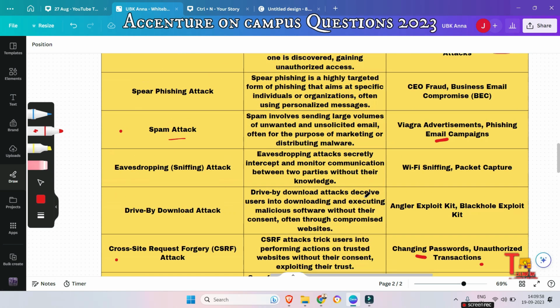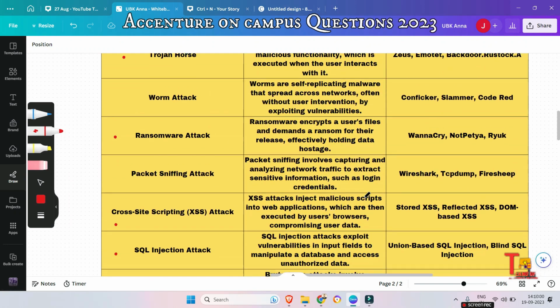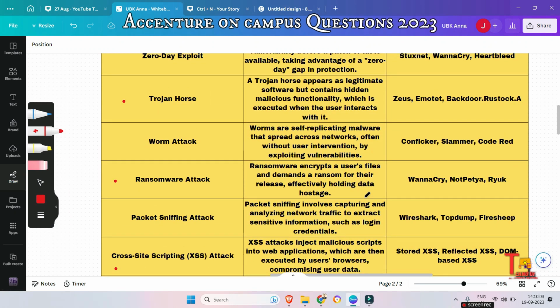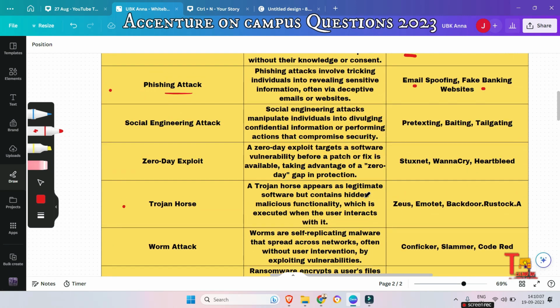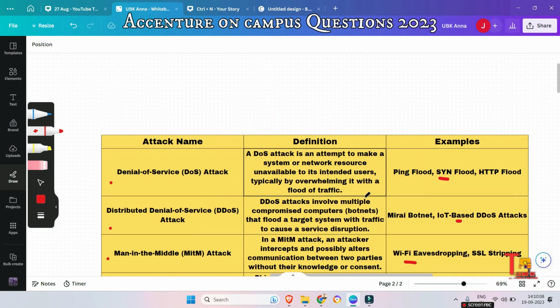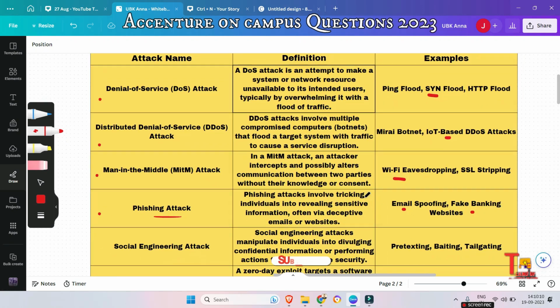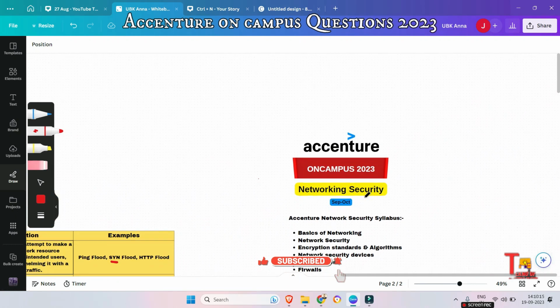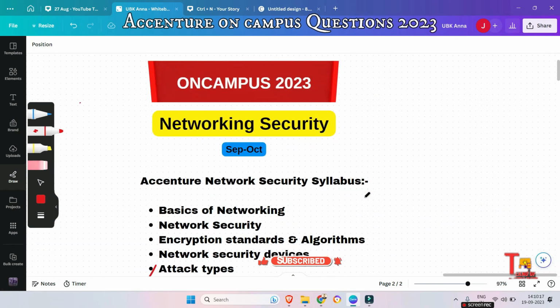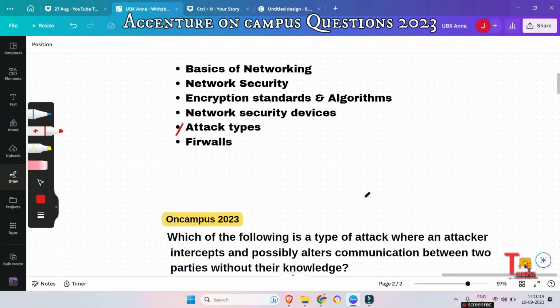So wherever I marked red, these are important and asked in the Accenture exam. So please give importance to them first. I mean, give priority to them first, then read the others, right? Okay, let's see the questions. Then this will be more clear, right? So the first question is this.